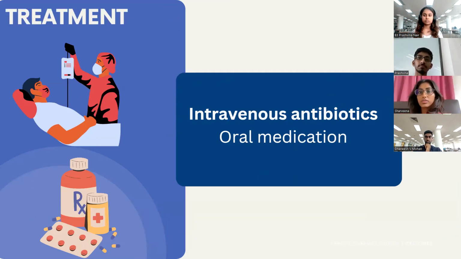Talk about the treatment. The treatment of melioidosis involves a prolonged course of antibiotics to eliminate the bacterium Burkholderia pseudomallei from the body. The specific choice of antibiotics and the duration of treatment depend on the severity of the infection, the site of infection, and the patient's overall health condition.